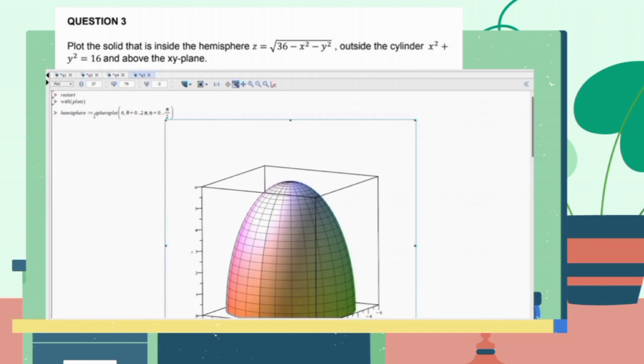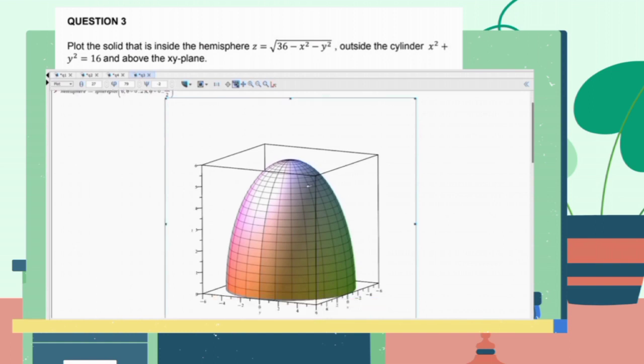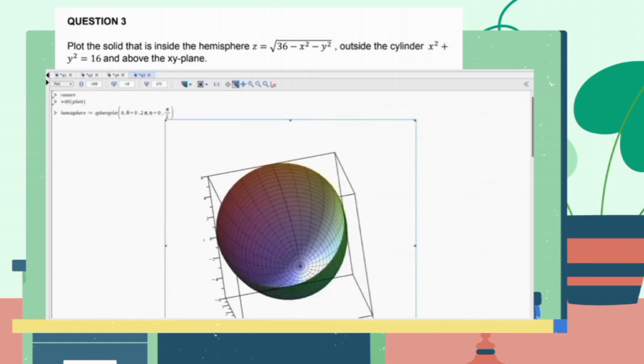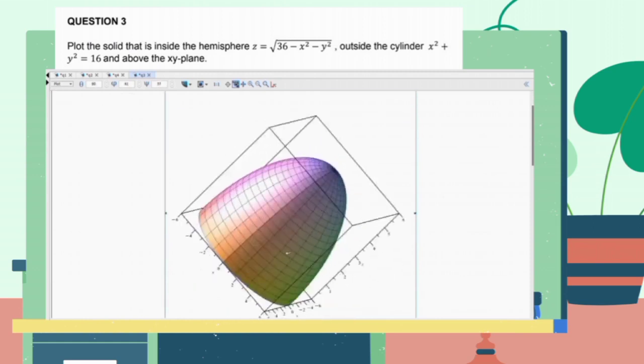So we need to find this hemisphere. The command for the hemisphere is sphere plot in brackets 6, and then the range of theta equal to 0 until 2 pi, and phi equal to 0 until pi over 2. The 6 we get here from the equation 36; we need to square root the 36, and then we get 6. Then we get this solid, this hemisphere shape.